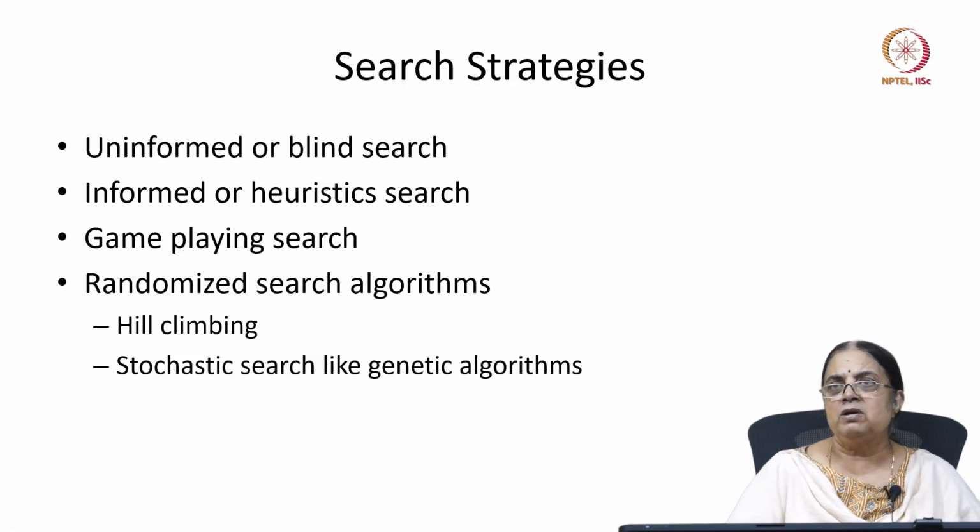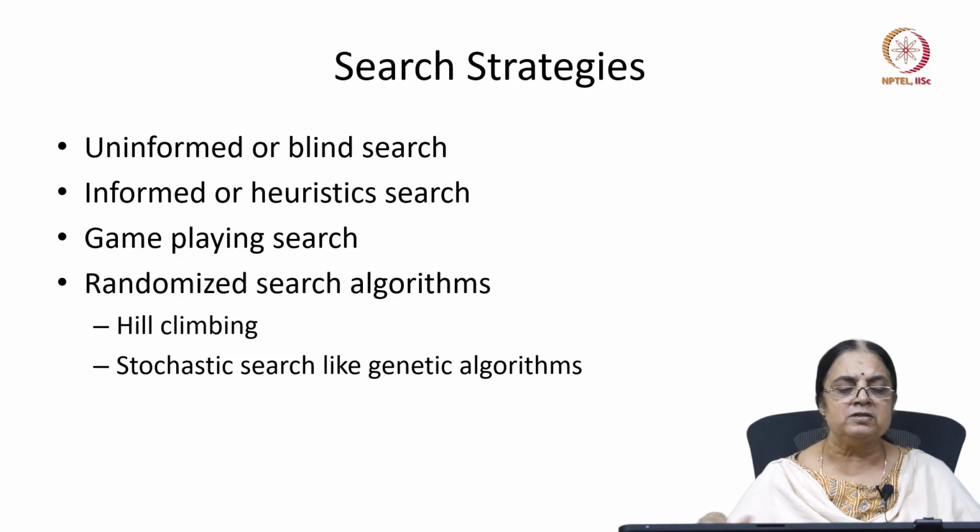So when you are searching for a solution, you can see what you have done, but you don't know what the other person is going to do. Okay, so that makes it a little more complicated. So that's where the game playing search is used. Then we'll also talk about some randomized search algorithms like hill climbing, genetic algorithms, etc.